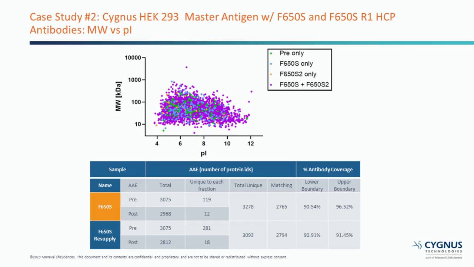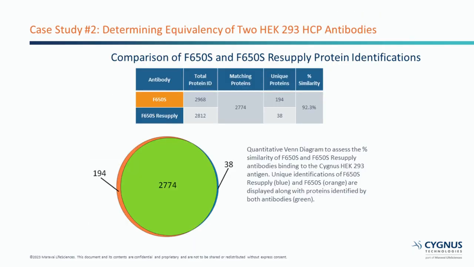The same was applied to our HEK293 antibody when we resupplied them in 2021. Again, this is the same type of data, and we have here the Venn diagram showing that the antibodies are similar by 92% similarity, meaning that they recognize 92% of the same HEK293 HCPs.